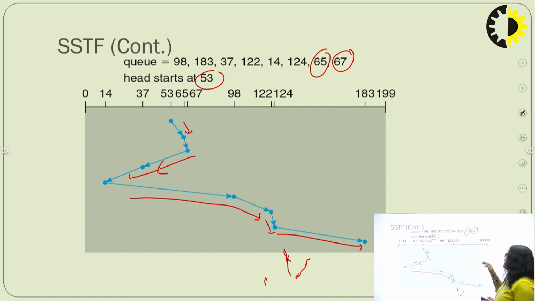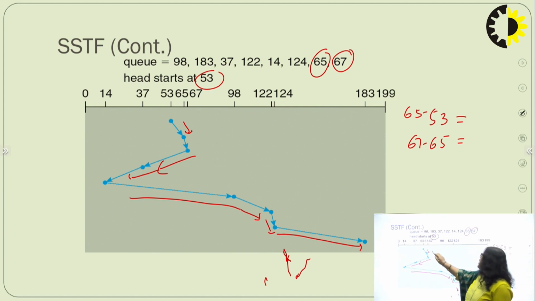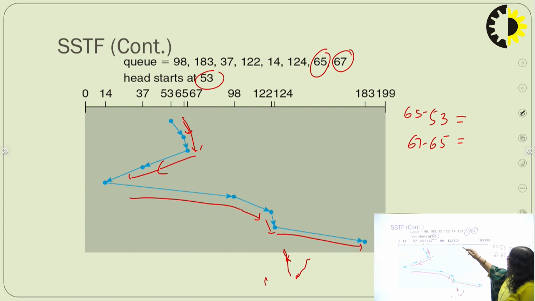Now, how do we calculate the seek time, or the total head movement, in this algorithm? The same process that we use in FCFS. So it is 65 minus 53, highest to lowest. Now 67 minus 65. There is a second method basically. The first method is 67 minus 53, then 67 minus 14, then 122 minus 14. But this process is also used for calculating the total head count.